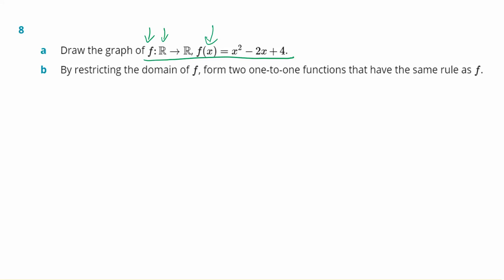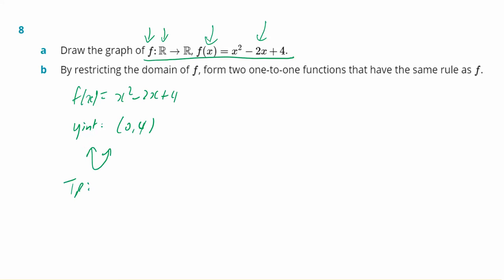Okay. So before we do that, we need to find out what the function looks like. We need to sketch it. So we've got f of x equals x squared minus 2x plus 4. The y-intercept, it's really the f of x intercept, but we'll call it the y-intercept just for convenience, is at 0, 4. The shape is a smiley face.